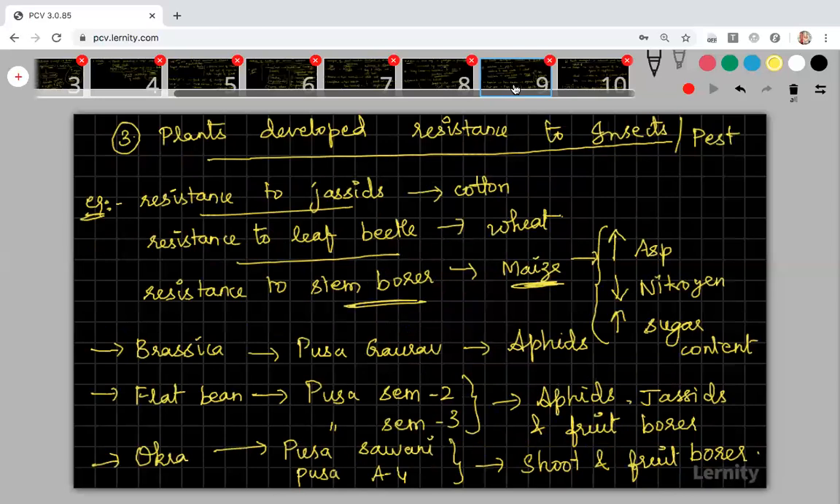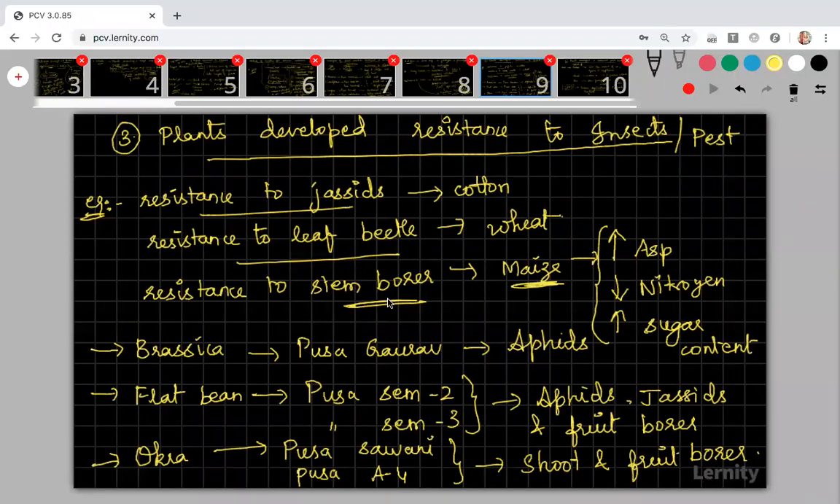And the third one is plants developed to be resistant to insects and pests. We have already studied some in microbes and human welfare. Other examples: in cotton we have a variety resistant to the jassid insect. In wheat, a variety resistant to leaf beetle. In maize, a variety resistant to stem borer. This maize variety has high aspartic acid, low nitrogen and high sugar content. In Brassica we have Pusa Gaurav, resistant to aphids. In flat bean, Pusa Sem 2 and Sem 3, resistant to aphids, jassids and fruit borer. And in okra, Pusa Sawani and Pusa A-4, resistant to shoot and fruit borer.